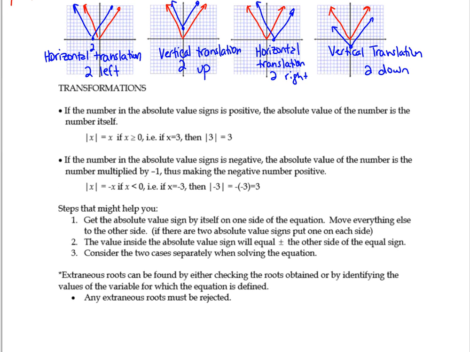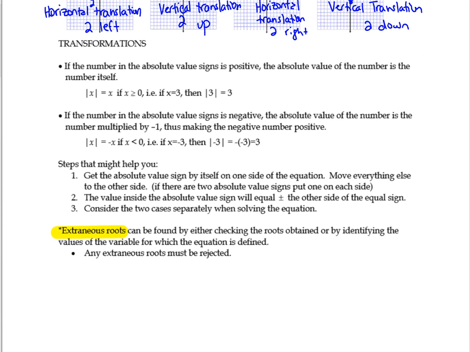Let's go straight to extraneous roots. So with absolute values, guess what? We have extraneous values. I should call them values, not roots, because we're not dealing with square roots. So we may have extraneous values. And how do we know if something is extraneous? By checking the solutions.